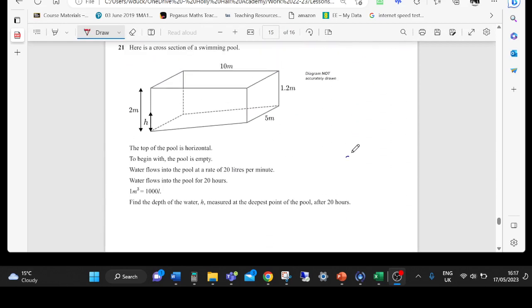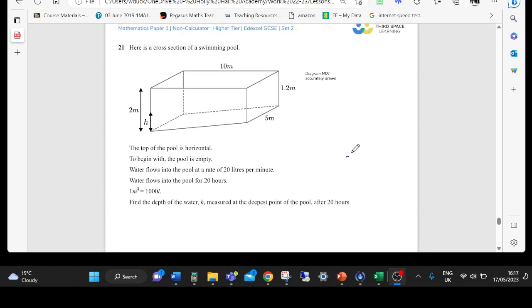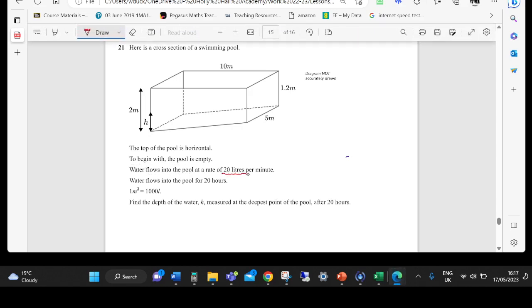Okay, here's a cross section of a swimming pool. 2m, 5m. The top of the pool is horizontal. To begin with, the pool is empty. Water flows into the pool at a rate of 20 litres per minute. Water flows into the pool for 20 hours. 1 metre cubed is equal to 1,000 litres. Find the depth of water h measured at the deepest point of the pool after 20 hours.